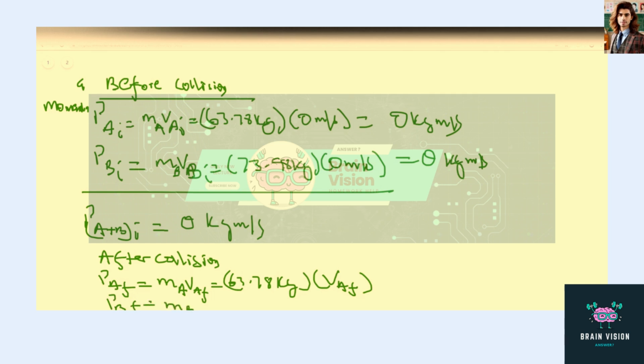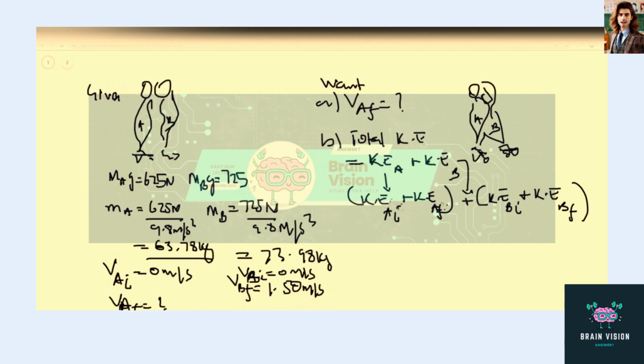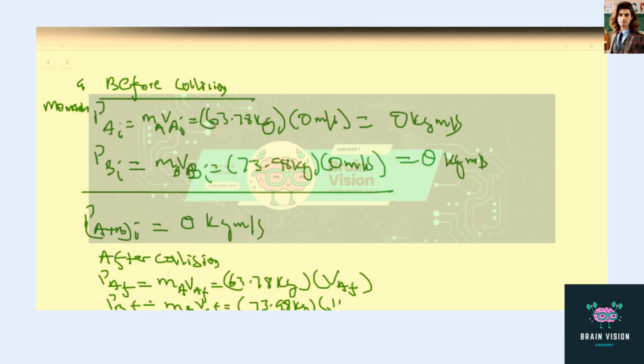And then we also need the final momentum of B. This is the mass of B times the final velocity of B, and this is 73.98 kilograms times, if you go back to the initial page, you see that the final velocity of B is 1.50 meters per second.